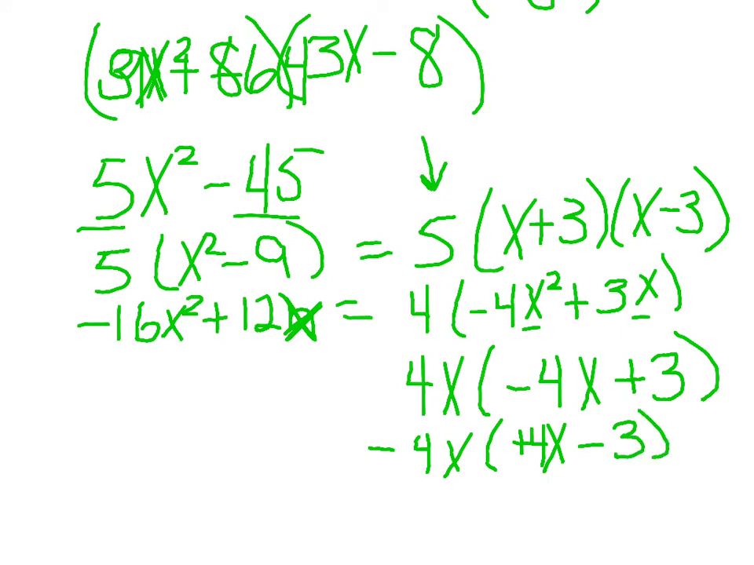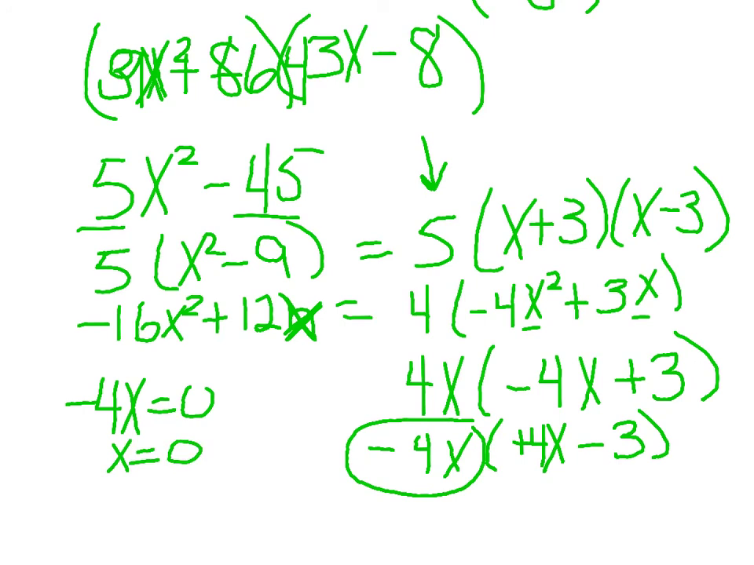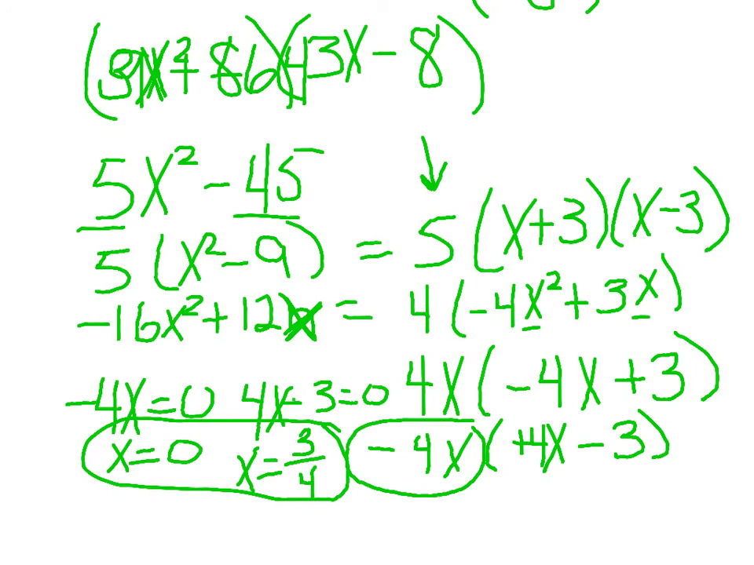Okay, if they said from here were the solutions, don't let this odd example fool you. Either this term has to be 0 or that term has to be 0. So either negative 4x equals 0, so that means x itself is either 0, or 4x minus 3 equals 0. So I'm going to add 3 to both sides, divide by 4. So x equals 3/4. Okay, these are not hard, just like I said, a little strange.